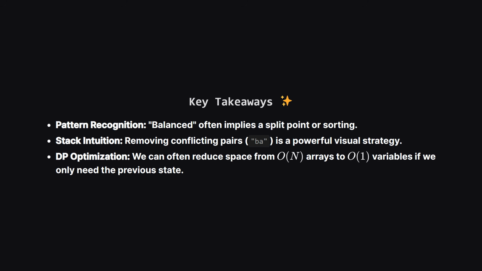So let's wrap it up. We learned 3 powerful ways to solve this. We saw how to simulate a dividing line, how to use a stack to cancel out bad pairs, and finally, how to use dynamic programming to make the optimal decision at each step. The biggest takeaway here is that balancing often means finding the right split point or managing order constraints, which DP handles beautifully.